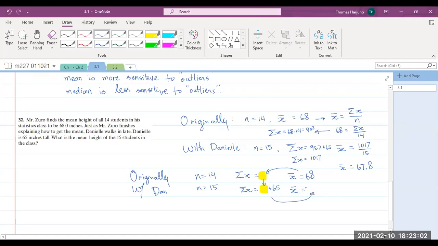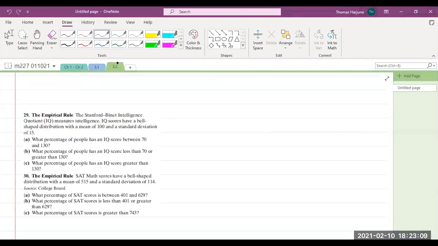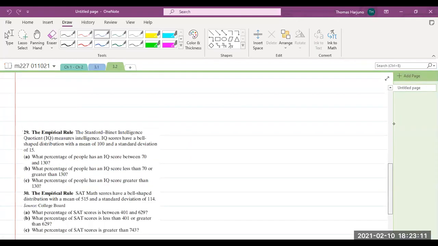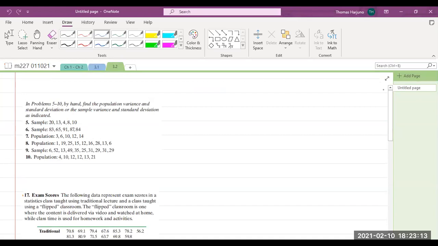Now that's for 3.1. The type of data we get so far is presented to us in the sense of raw data. And even 3.2, the data is still provided to us in raw data.